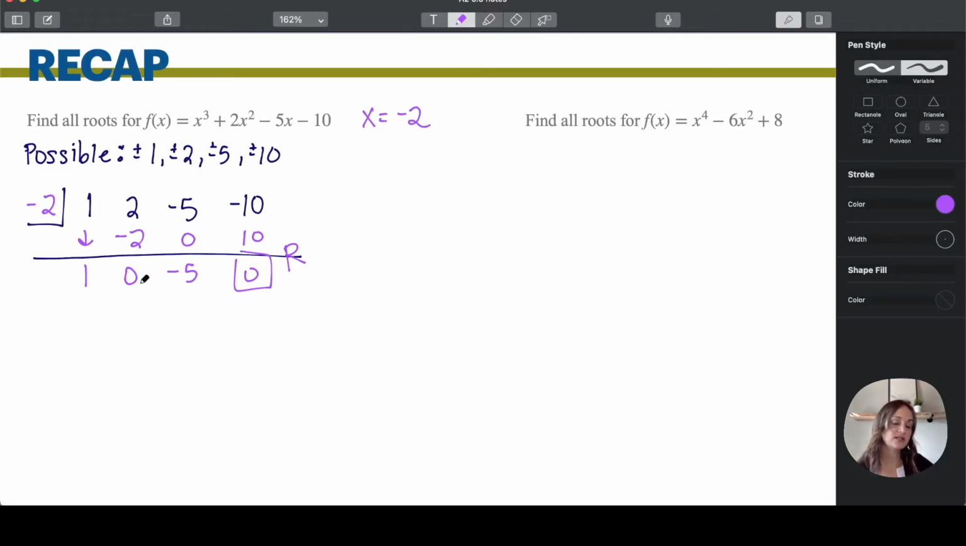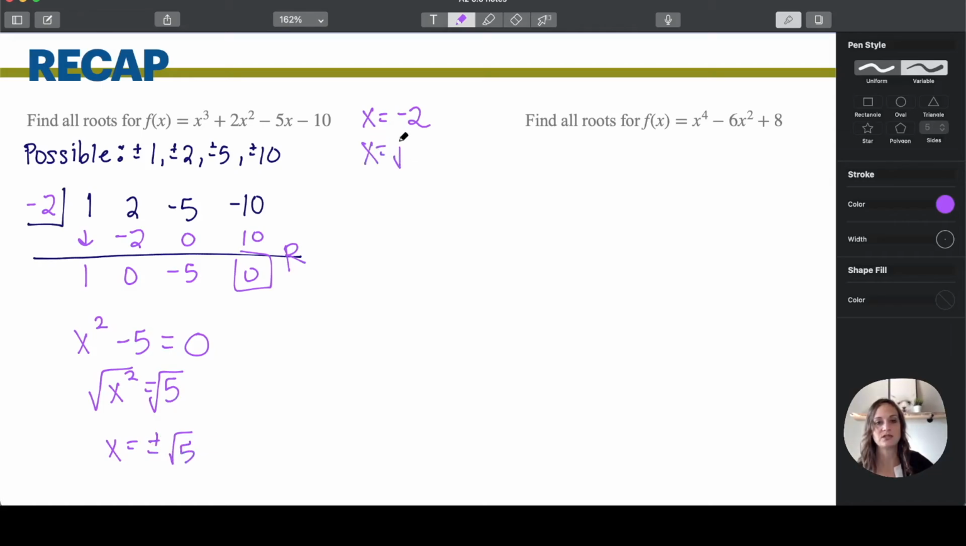So now we're going to take what's left, which is now a quadratic, and we can write it as x squared minus 5. Now to solve, we would add 5 to both sides, and then we would take the square root. So we'll get x equals plus or minus the square root of 5. So x equals the square root of 5 is a 0, and x equals negative square root of 5 is a 0. We found 3 answers. The highest degree was a 3, which means we found all 3 answers.